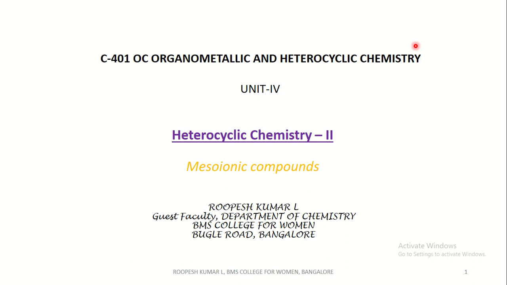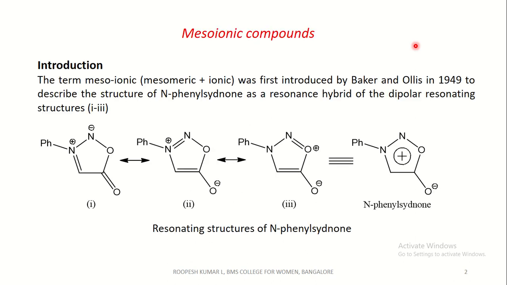Today I'll be discussing Mesoionic compounds in heterocyclic chemistry, part 2. The term Mesoionic, meaning mesomeric plus ionic, was first introduced by Baker and Hollis in 1949 to describe the structure of an N-phenyl sydnone as a resonance hybrid of the dipolar resonating structures.